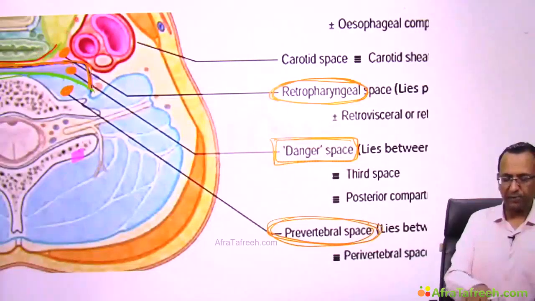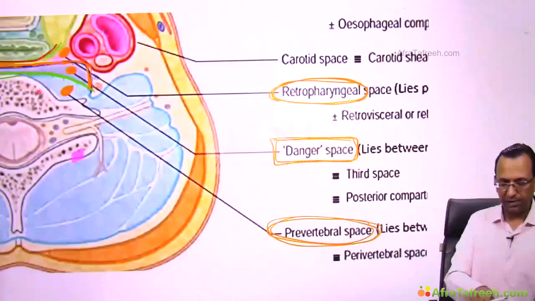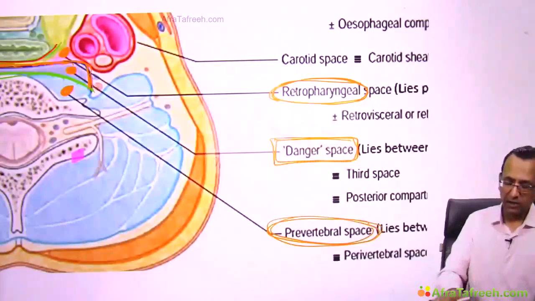Buccopharyngeal fascia behind the pharynx, yes. Retropharyngeal space behind the pharynx, yes. Alar fascia, yes. Danger space, yes. The prevertebral fascia, yes. And the prevertebral space, yes. And the vertebra, yes. Correct. So this is what we wanted to know.